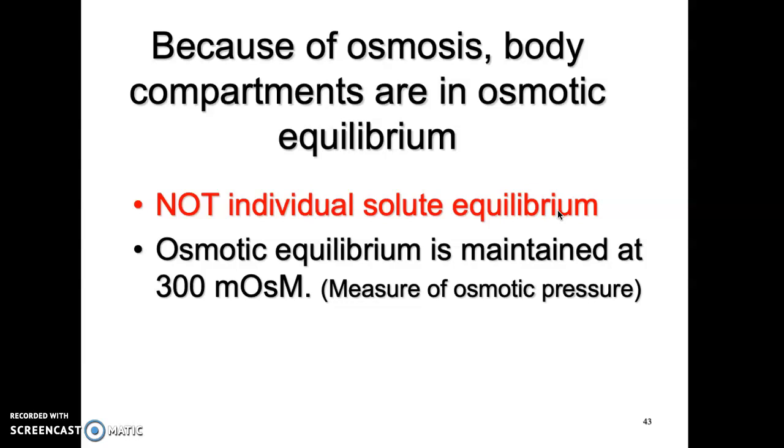So because of osmosis, the body compartments can be in osmotic equilibrium. Remember again, I'll say it in red, not individual solute equilibrium. The osmotic equilibrium is maintained at about 300 milliosmoles. It's a measurement of osmotic pressure. We're not going to look at that number again until we get to the kidney, which is probably the last week of this course.